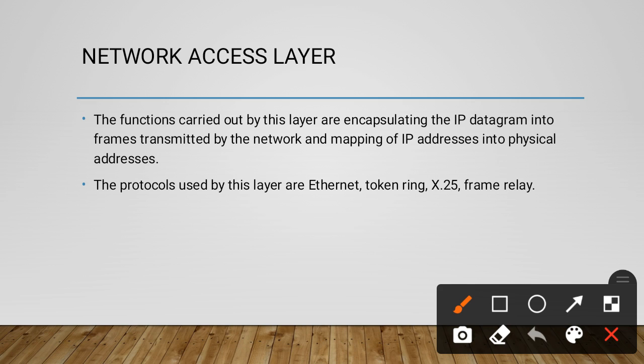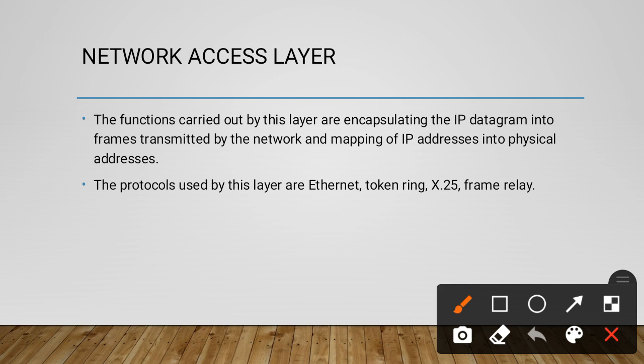The function carried out by this layer is encapsulation of the IP datagram into the frames transmitted by the network and the mapping of IP addresses into the physical address. The network access layer is the last, bottom layer of the TCP/IP model, and it converts the IP address into the physical address.